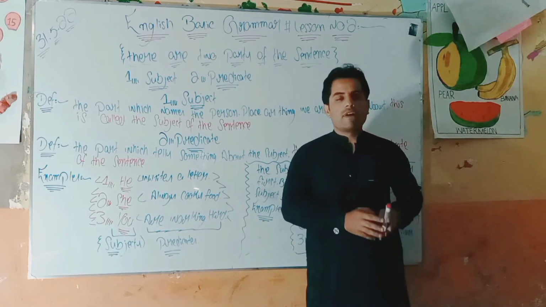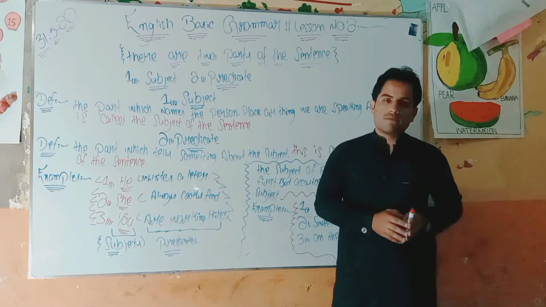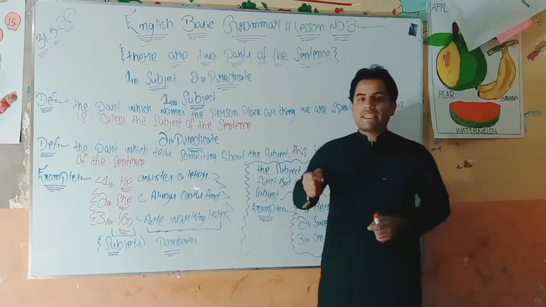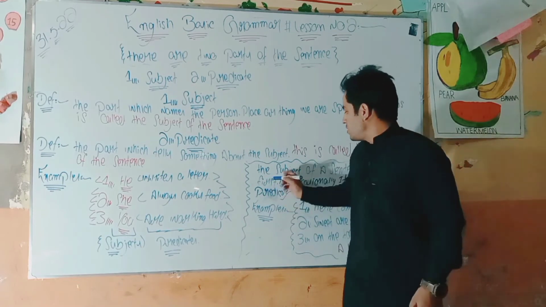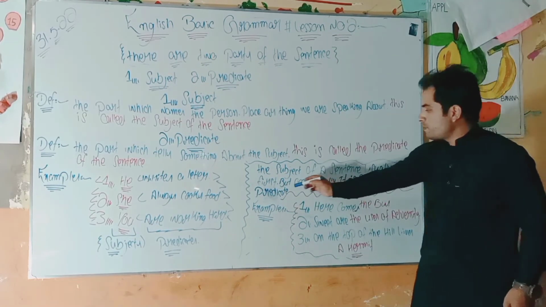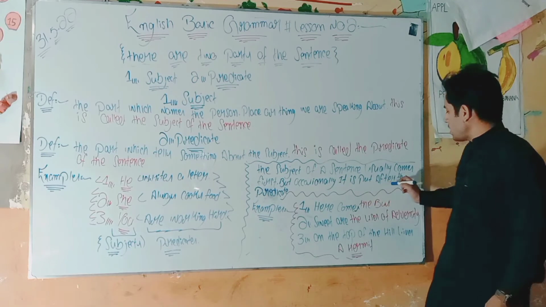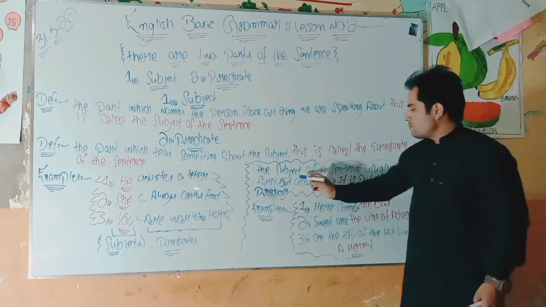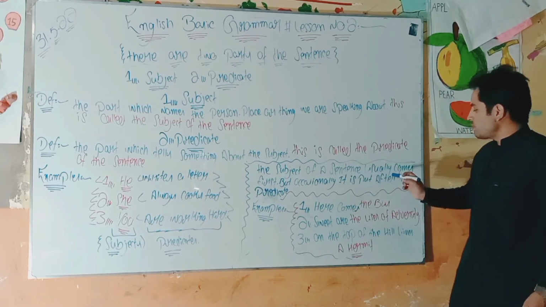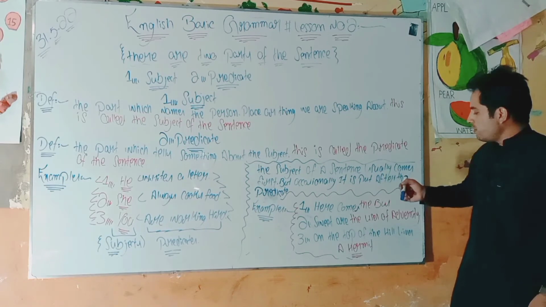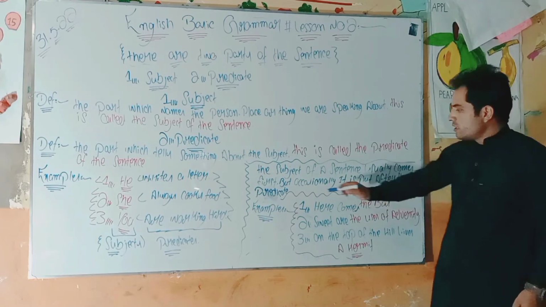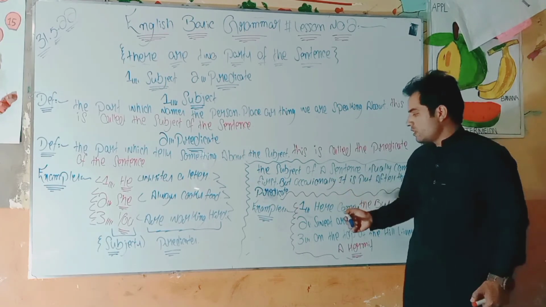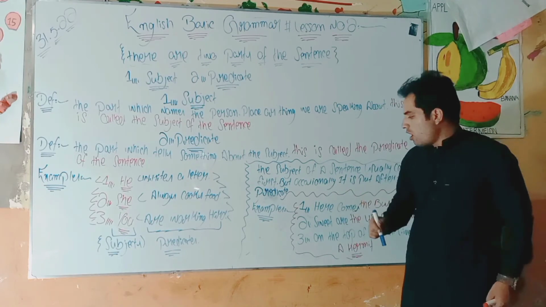I hope you have understood the examples of subjects and predicates. But in the last, my dear viewers, simply we can say the subject of a sentence usually comes first, but occasionally it is put after the predicate. Usually means normally, in the way that is usual. Occasionally means sometimes but not often.